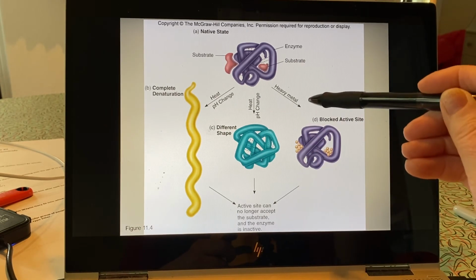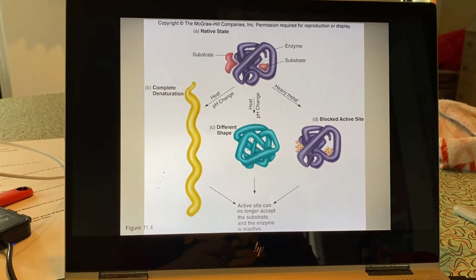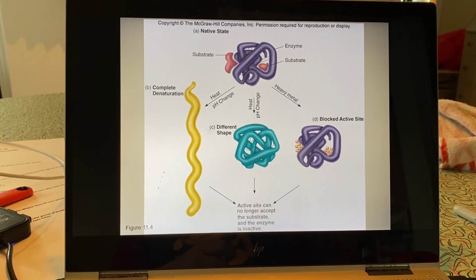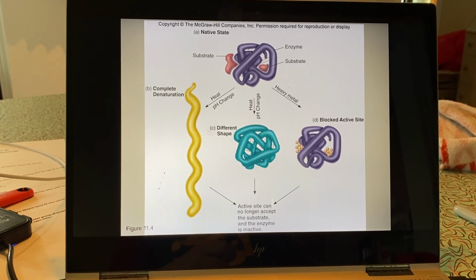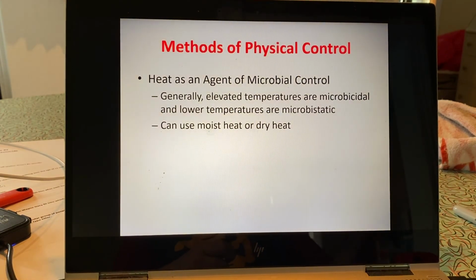Also, I'm going to show you a couple of examples of heavy metals. What heavy metals do is they go into the, we talked about the lock and key mechanism. So for example, they would block the lock, and so the key couldn't fit in. They actually block active sites of various proteins.